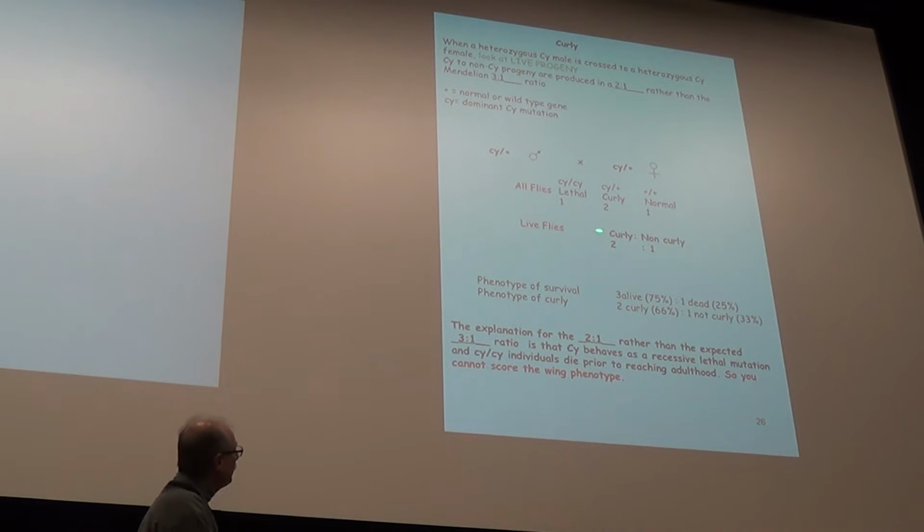So we've got 3 classes, correct? We've got a class that's plus plus, that's normal wings. We've got a class that's plus minus, and that should have curly wings, and that's the 2. And then this is the class that we're predicting is lethal and missing. The homozygous curly mutant, correct? So we're going to take each of these flies, the curly flies and the normal flies. Each one of these flies will be taken and then crossed to the homozygous recessive parent. In this instance, the homozygous recessive parent is basically the plus plus individual.